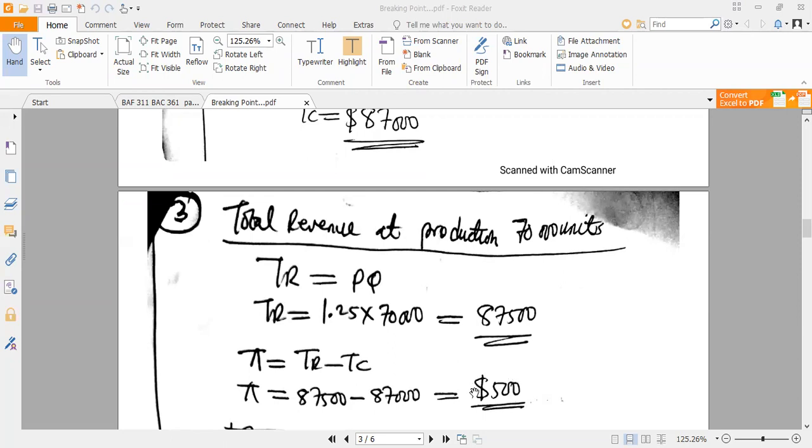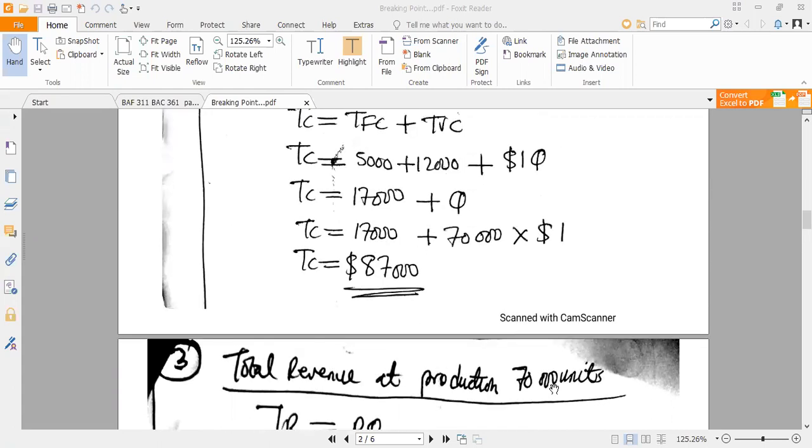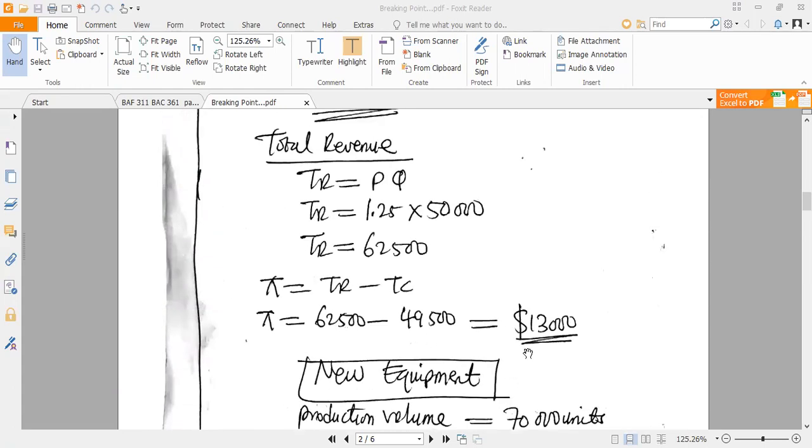But if they maintain the old production, as I can take you back, the old production gave us a profit of 13,000. So in your own opinion, what do you suggest we do here? We use the old equipment. Yes, correct. We use the old equipment.